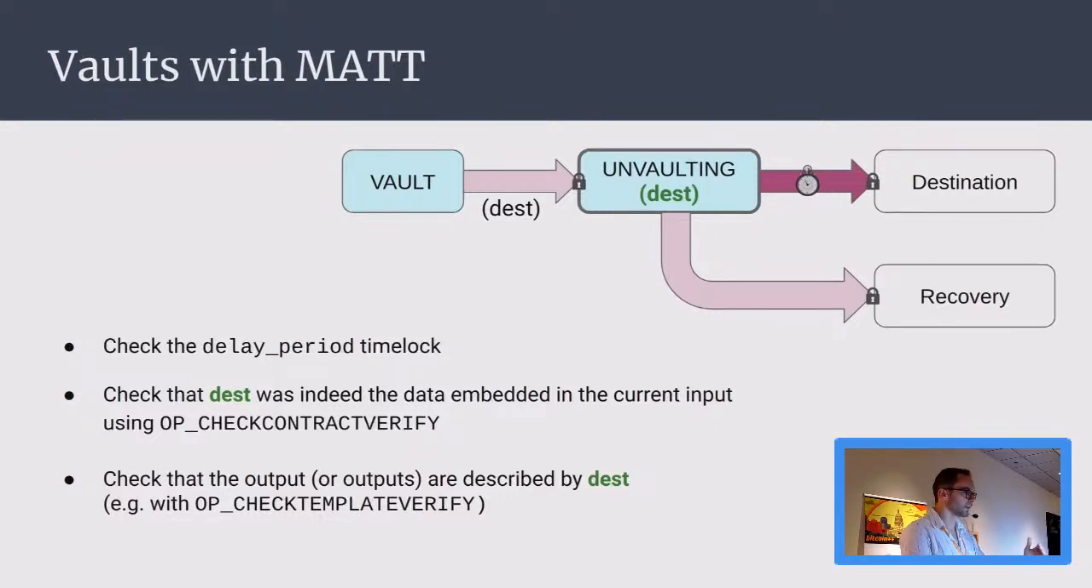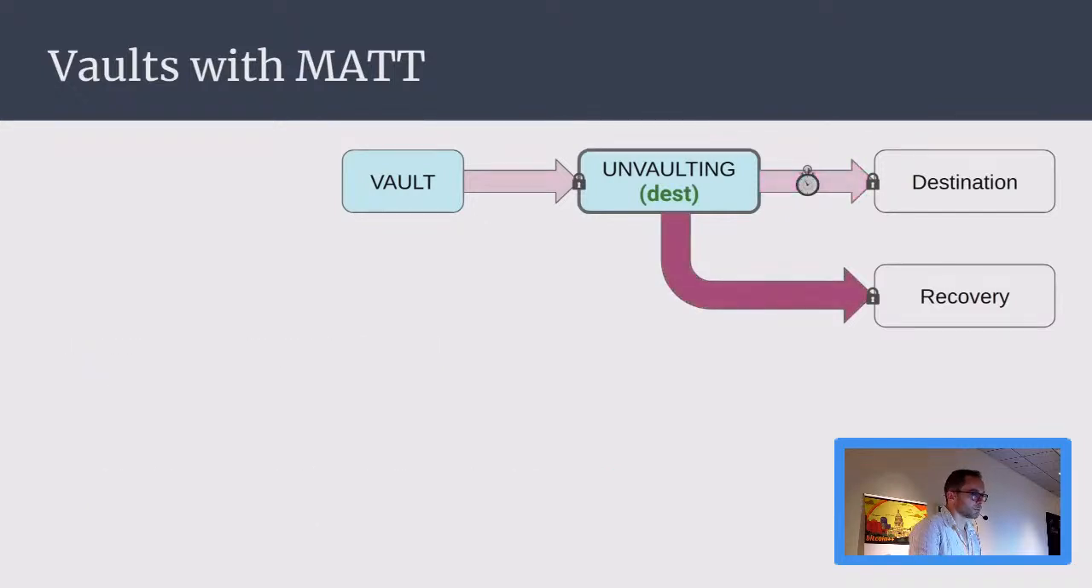And then the final check is that you can check that the output looks like what the destination was describing. In the demo, I did that with check template verify, which is convenient for this. You could do that with TX hash, and you could even do that just with check contract verify by checking each of the outputs you want to check directly. Actually, with check contract verify, you would only have one output instead of allowing multiple outputs. And so this is more or less what it looks like.